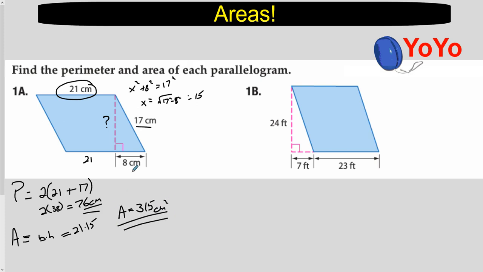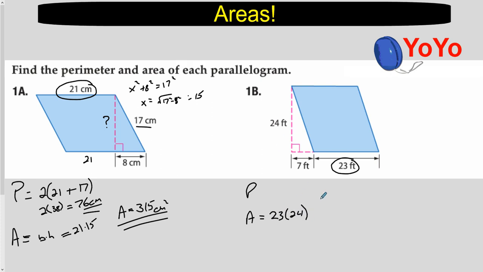Perimeter 76, area 315. Now in this one, perimeter and area. Let's start with the area on this one. Here's the base, 23 feet. I don't need this because that's not actually part of the base, right? So 23 times the height, which is 24.